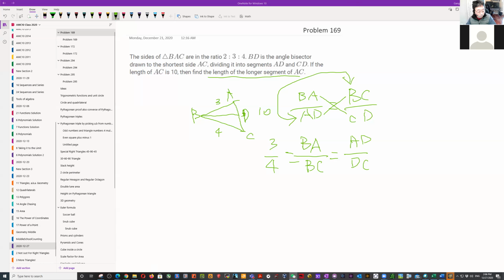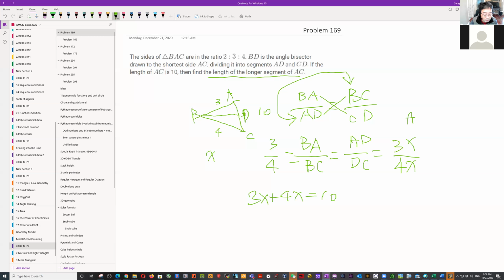What we are doing is that the ratio problem is actually easier to solve by assuming a scaling factor. So for AD, if we assume the scaling factor is X, then AD could be expressed as 3X, and DC is equal to 4X. So 3X plus 4X will be equal to 10.